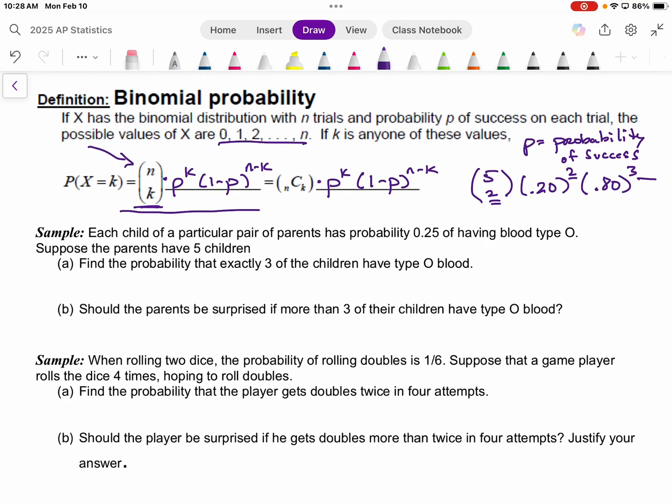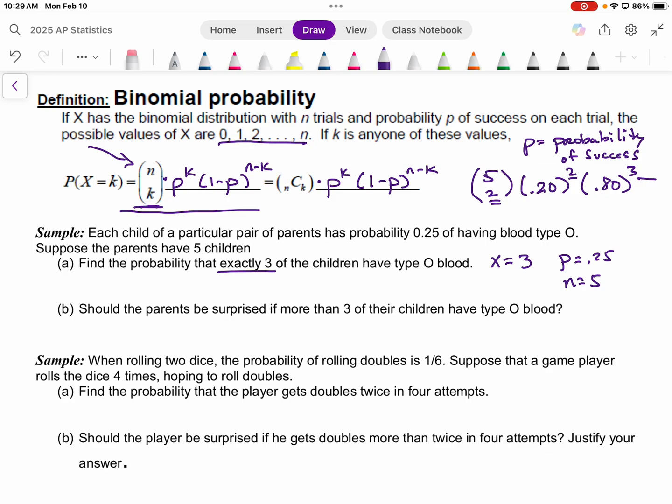So we get to do some problems here. We get to do a couple of practice problems doing this by hand. Each child of a particular pair of parents has a probability of 25% of having type O blood. Suppose the parents have 5 children. Find the probability that exactly 3 of the children have type O blood. Okay, so let's write down what we know. We know that our desired event is exactly 3, so X is equal to 3. The probability of having type O blood is 25%. And we know that N is equal to 5. They're having 5 kids. I'm just grabbing the numbers from the problem.